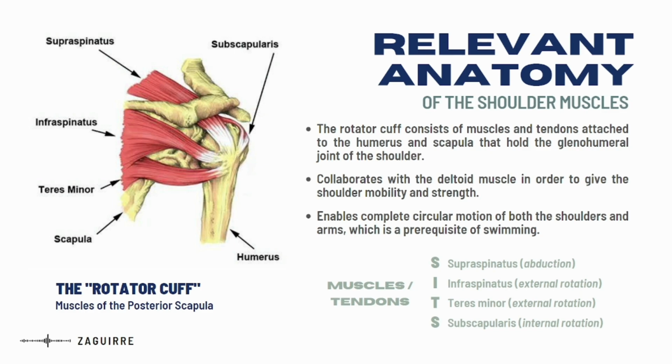For all actions that require the upper extremities to be at or above shoulder level, these muscles and their tendons collaborate with the deltoid muscle in order to give the shoulder mobility and strength. The four tendons combine to create a cup or hood around the humeral head, which is where the cuff portion of the joint originates. The ball and socket joint in the shoulder is represented by the head of the humerus. This joint enables complete circular motion of the shoulders and arms, which is a prerequisite of swimming.